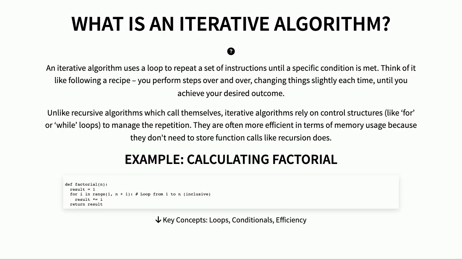Okay, let's talk about iterative algorithms. Essentially, they are all about repetition, using loops to repeat a set of instructions until we get the result we need. It's like following a recipe step by step, adjusting things slightly each time. Unlike recursive algorithms that call themselves over and over again, iterative approaches use for or while loops to keep track of what's happening. They tend to be more efficient when it comes to memory, which is a big plus in many coding scenarios. Let's look at an example calculating the factorial of a number using a simple loop.